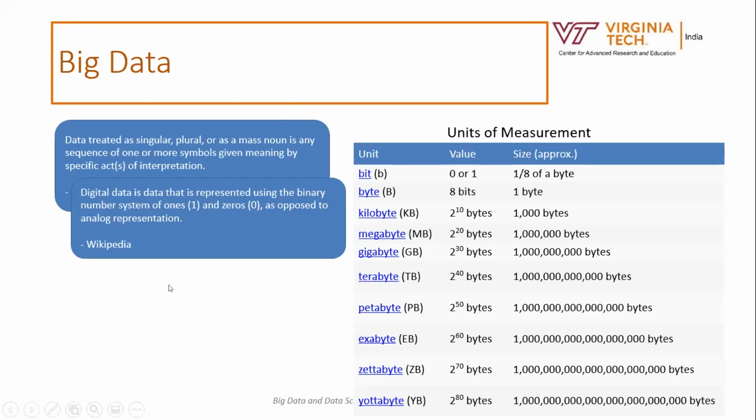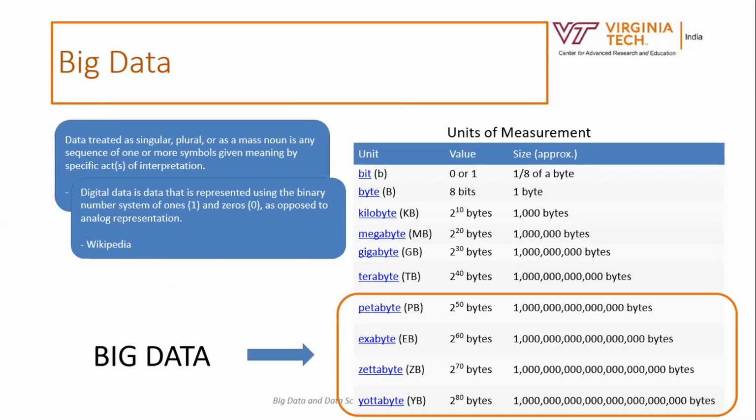So big data means anything in the range of petabyte and above, which means 2 power 50 bytes and above is termed as big data. And anything in the range of terabytes is not actually big data.